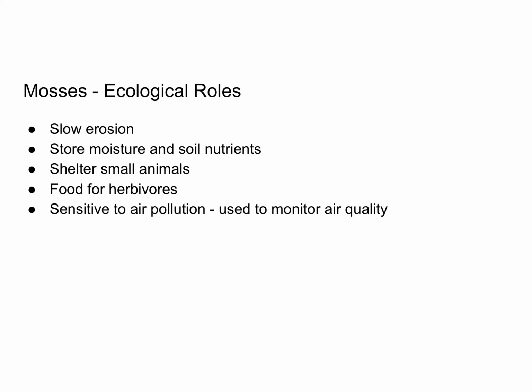Mosses serve a variety of very important ecological roles. They help to slow erosion, and this is because their rhizoids, with their anchoring filaments, kind of help to hold soil in place. They also store moisture and soil nutrients in their tissues. They provide shelter for small animals, especially things like invertebrates.